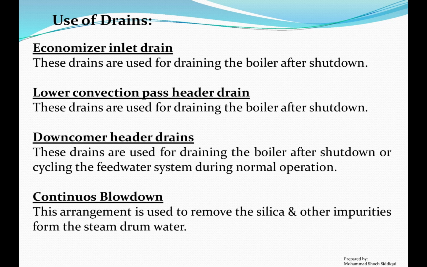Downcomer header drains. These drains are used for draining the boiler after shutdown or cycling the feed water system during normal operation. Continuous blowdown. This arrangement is used to remove the silica and other impurities from the steam drum water.